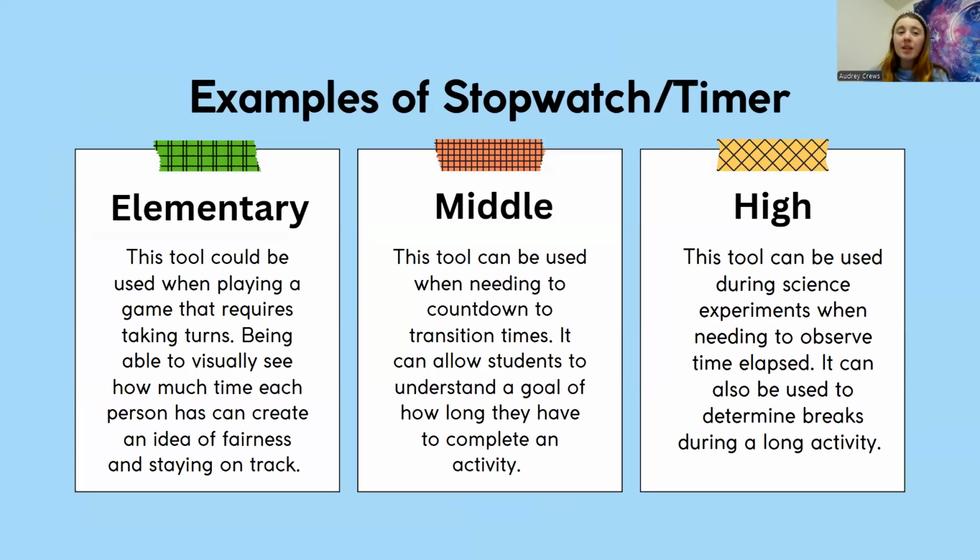This timer can be used in three different settings. In the elementary school setting, this tool could be used when playing a game that requires taking turns. Being able to visually see how much time each person has can create an idea of fairness and staying on track. In middle school, this tool can be used when needing to count down to transition times. It can allow students to understand a goal of how long they have to complete an activity.